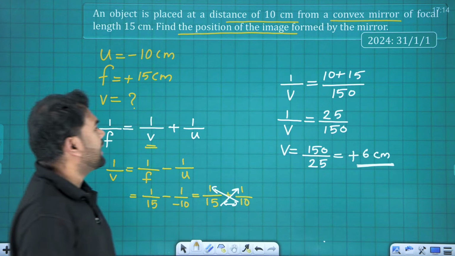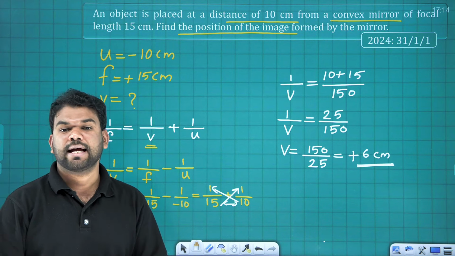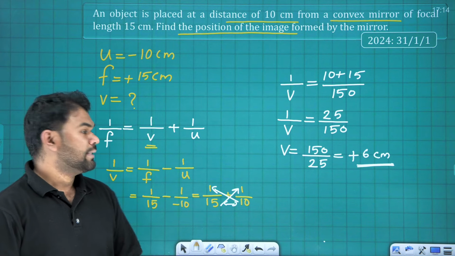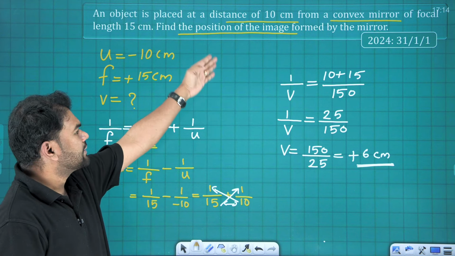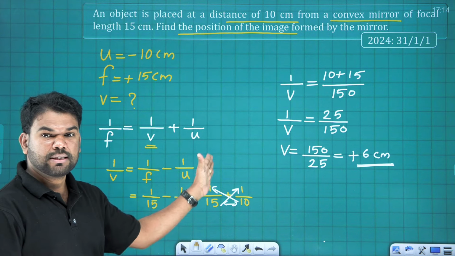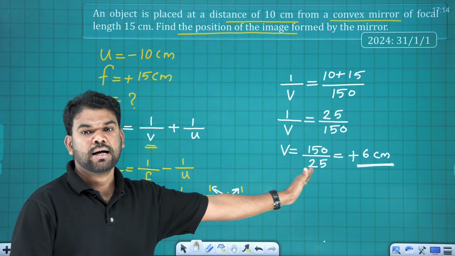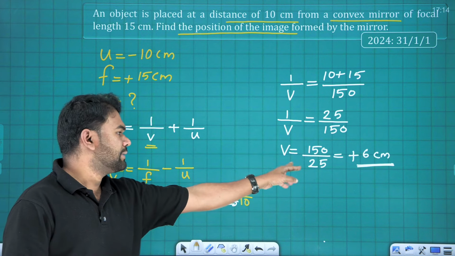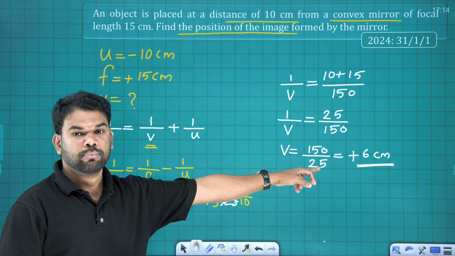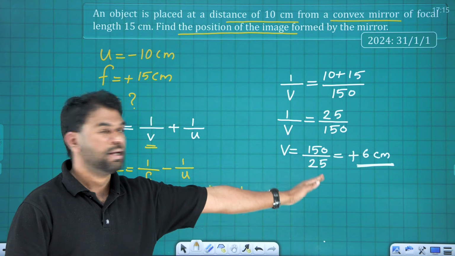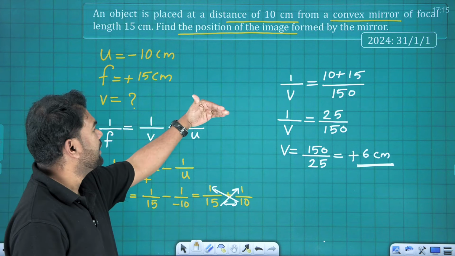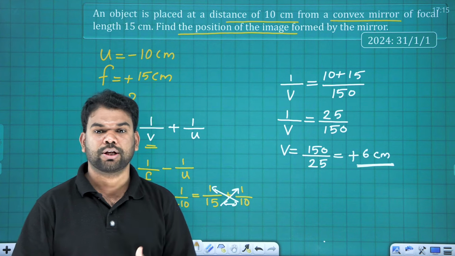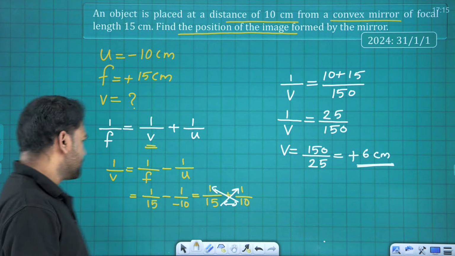So you can check whether the obtained answer is correct or wrong from the given information. You can see that it's a convex mirror. In a convex mirror, the image is always formed on the right side of the mirror. So the right side image is always what? Positive. So image distance will always be positive. So the answer is plus 6 centimeter. Position of image means you need to find out the image distance.